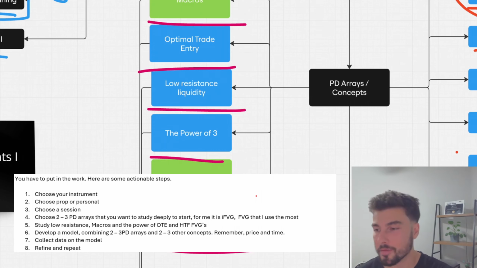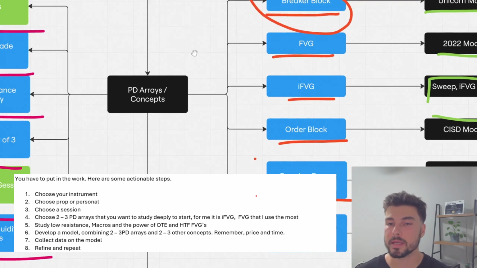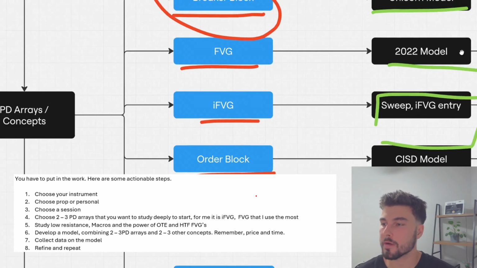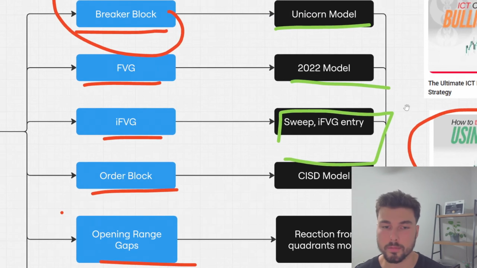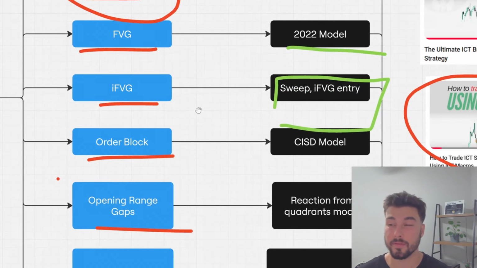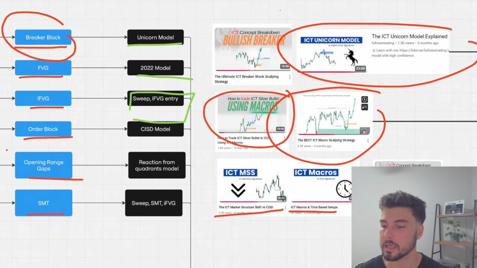Now, if you're lazy, hopefully not, if you're watching this video, but these are models that you can try for yourself, which I've already collected data on. They work, they're profitable. You can use a unicorn model, the 2022 model. I use a macro inversion fair value gap model, right? Quite easy. I've got plenty of videos, like I said, on these models here.